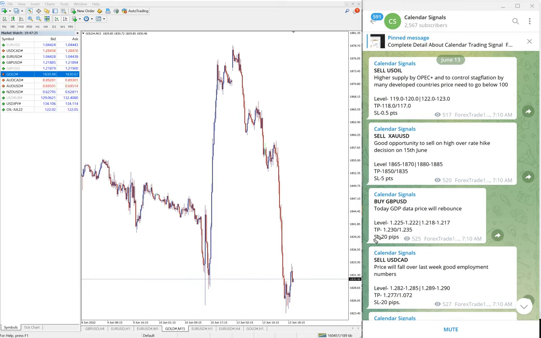Here you see for the currency pairs, GBPUSD has only a 20 pip SL, and USDCAD also has a 20 pip SL. So a 20 pip SL is easily digested with the huge profit on gold and also very good profit on the US oil signal. So that is all for now.